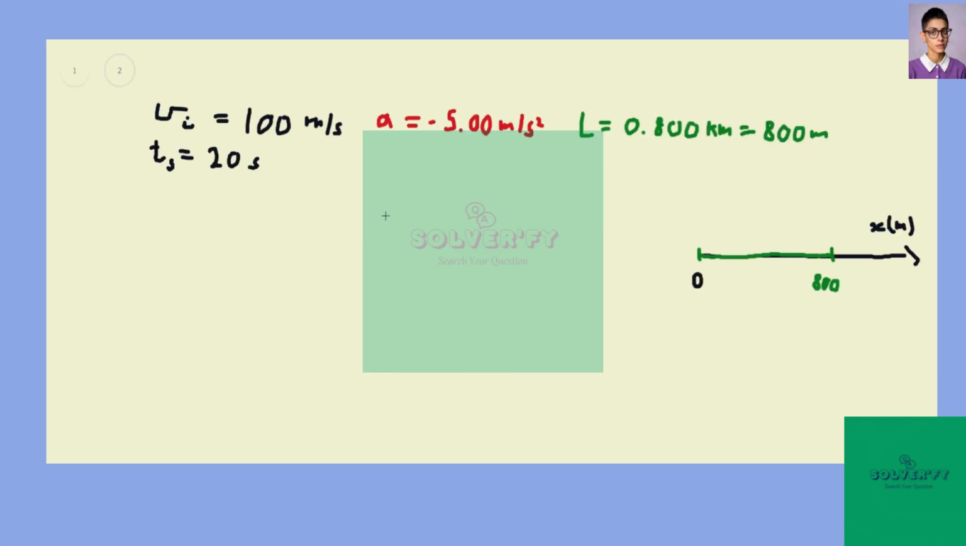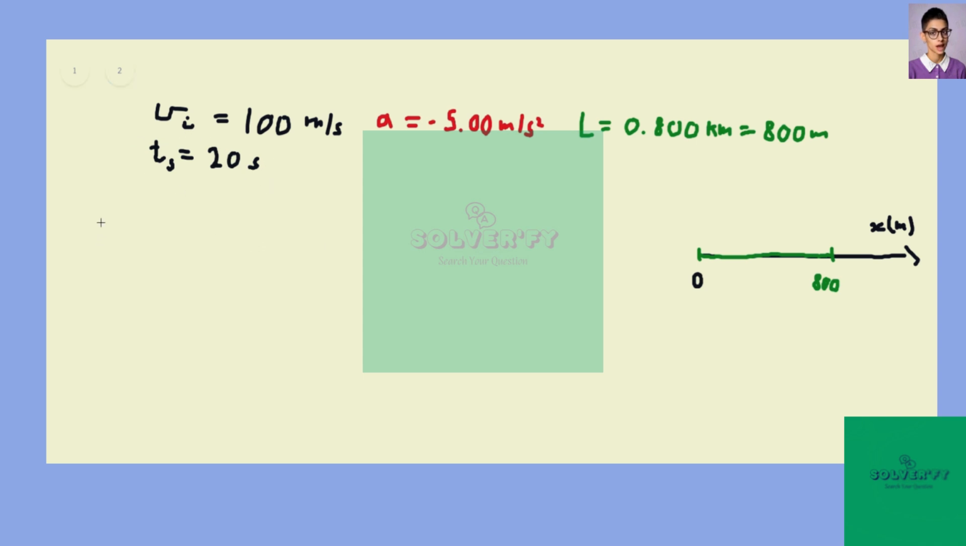So now we're going to solve problem B and C in one. And so this is asking us whether this fighter jet can stop on a tropical island that has a runway of 800 meters, which is represented on this number line over here on the right. So what we know now is that the initial velocity is 100 meters per second. We know that the acceleration is again minus 5 meters per second squared because it's decelerating. And we also know that the motion is taking 20 seconds.